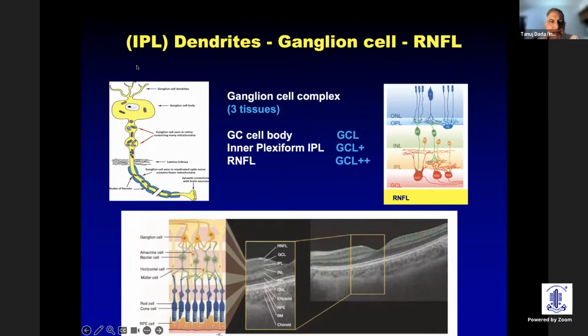So basically, the ganglion cell has three components. It has the ganglion cell body, and then the axon, and the inner plexiform layer, and the retinal nerve fiber layer. So together, this structure comprises the ganglion cell complex. And that is why it is very important to image this, because this may be one of the earliest signs of glaucoma damage, in addition to the retinal nerve fiber layer that we are measuring.